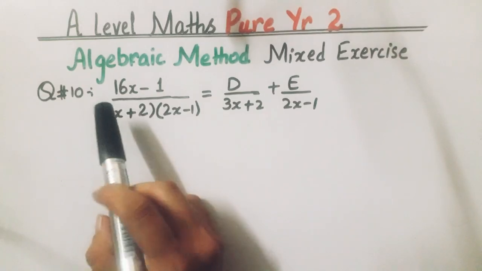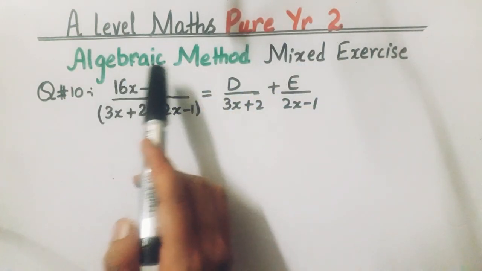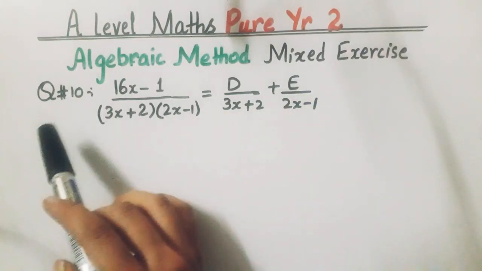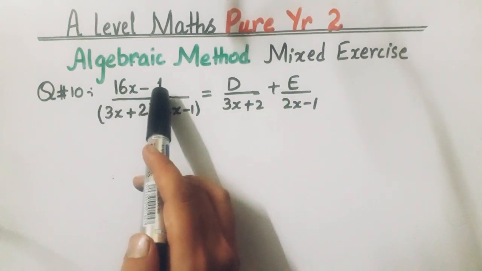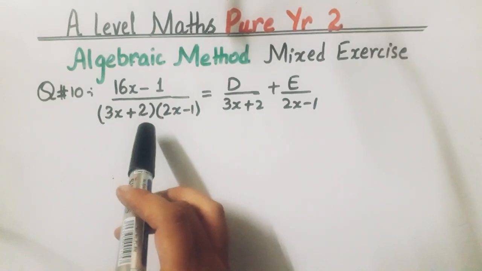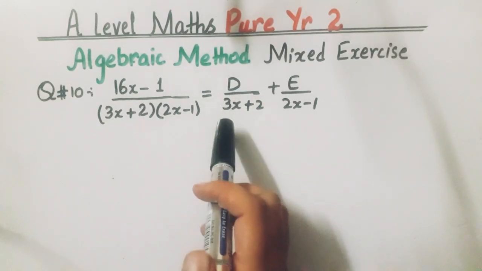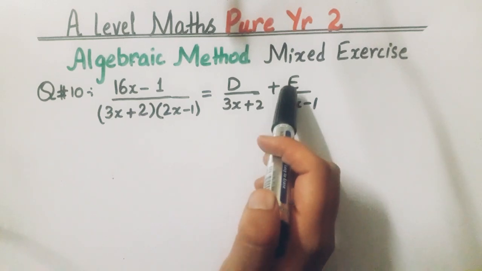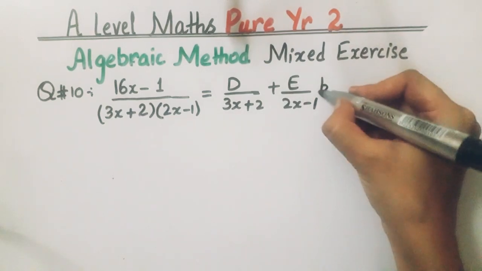Today we are going to solve A-level Maths Pure Year 2, first chapter, algebraic methods, mixed exercise, question number 10. Question number 10 is (16x minus 1) divided by (3x plus 2)(2x minus 1) equals d over (3x plus 2) plus e over (2x minus 1). You have to solve this by partial fractions.